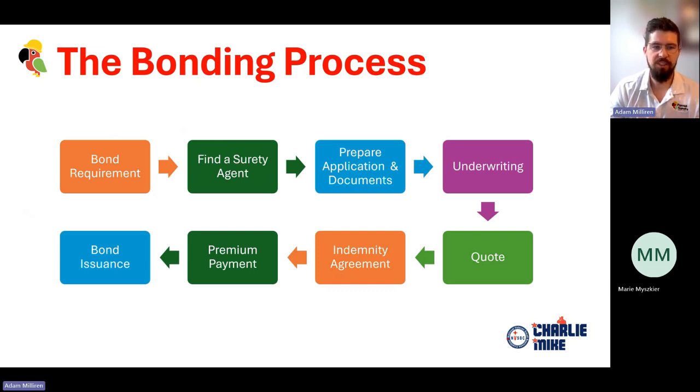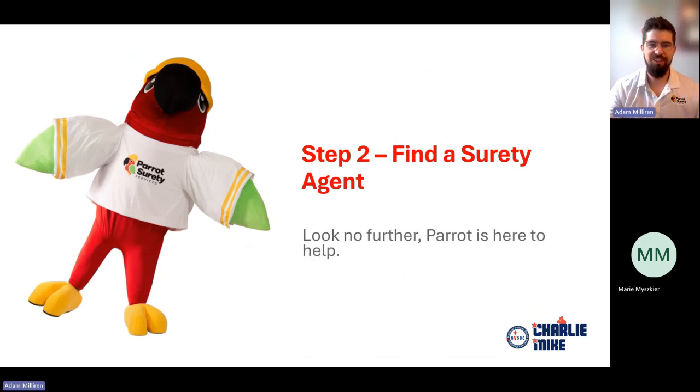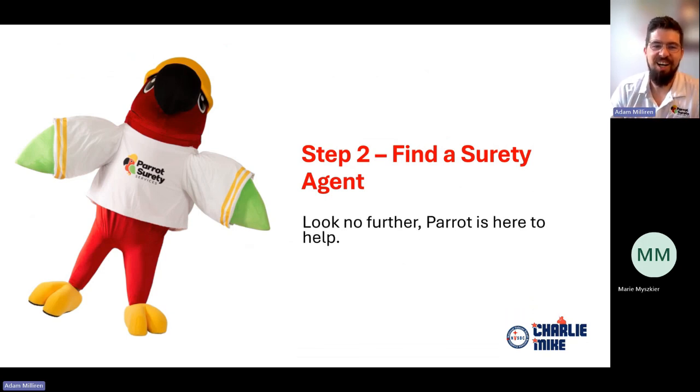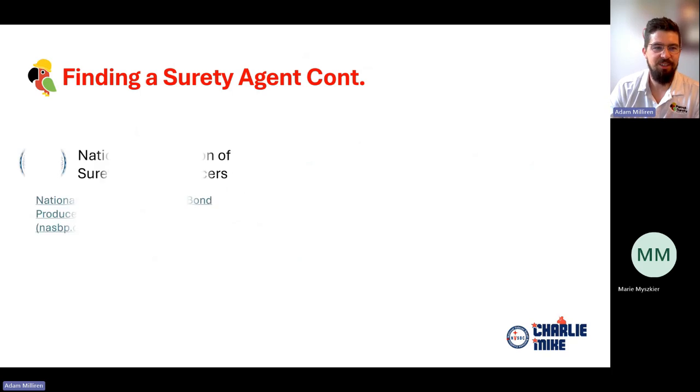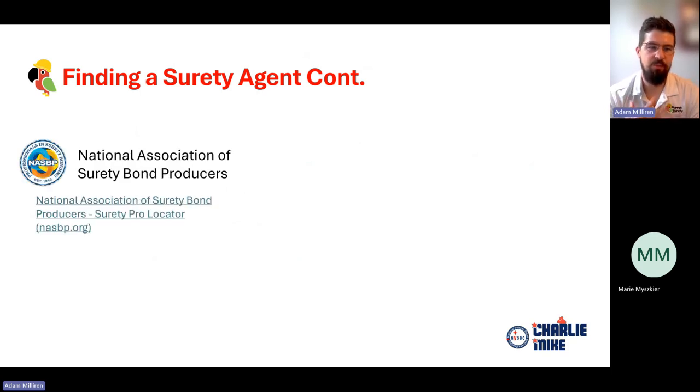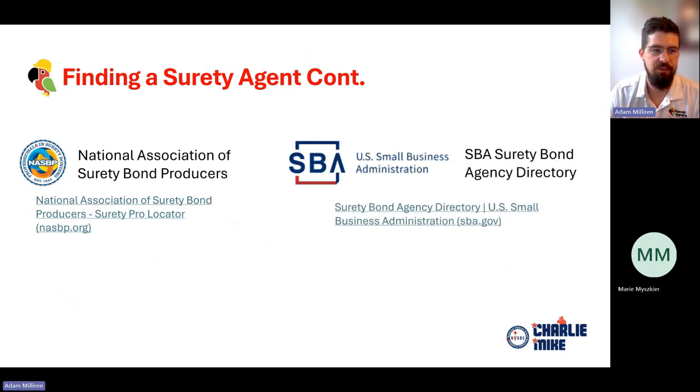So you established that you need a bond. Your next step here is finding a surety agent. Look no further, we're here. But some other options that you have, we're members of the NASBP. A good way to find a good reputable surety agent in your area is the NASBP website. They have a Surety Pro locator where you can find someone local to you, or if you're a veteran business in the construction world, you might reach out to me and find Parrot Surety Services on there.